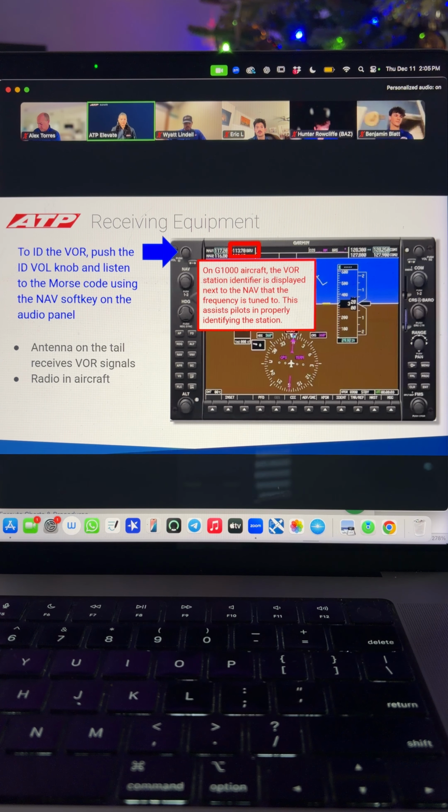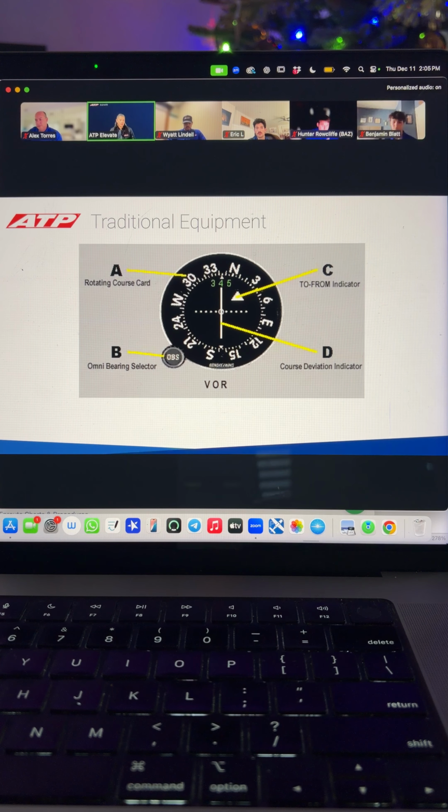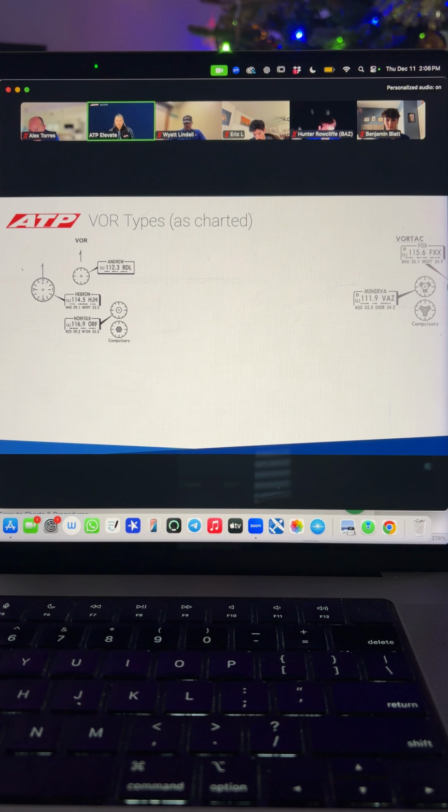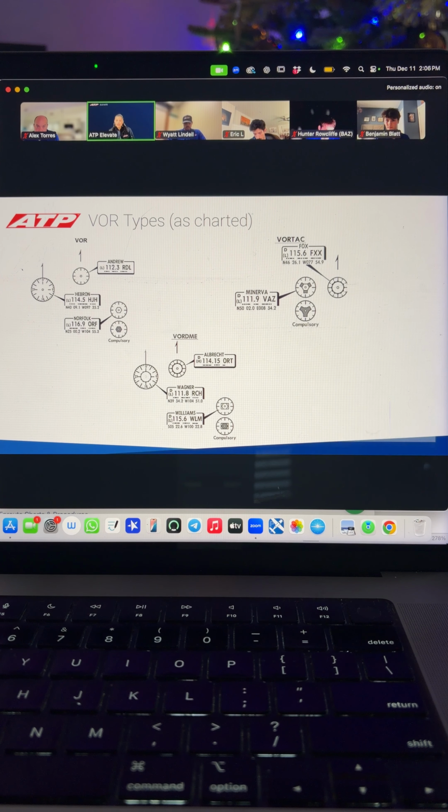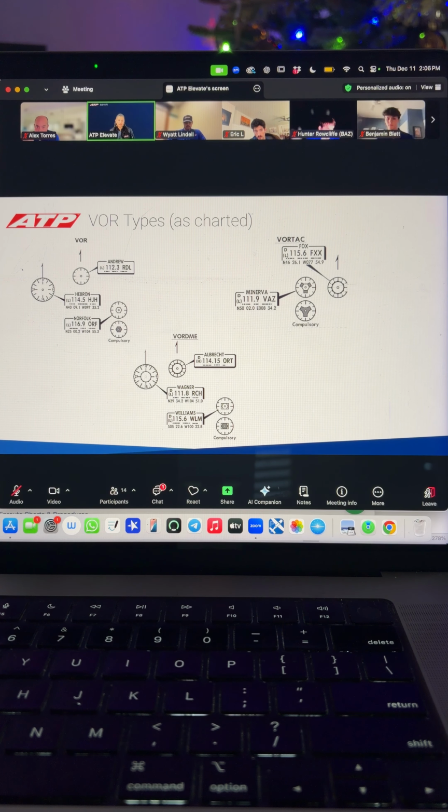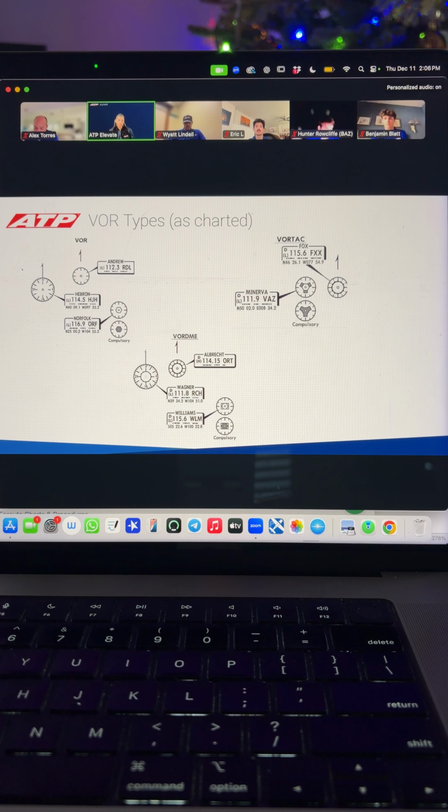All right, so our traditional equipment usually has an omni bearing selector that you'll rotate. You have your CDI, your to and from flag, and then your rotating course card. That's your traditional one. Again, it works the same way with the G1000. The good thing about the G1000, as we're about to go over some of the limitations and errors, is that the traditional VORs had those errors, but the G1000 doesn't give you some of those errors.